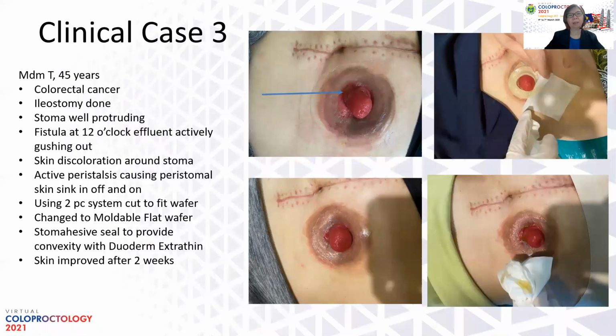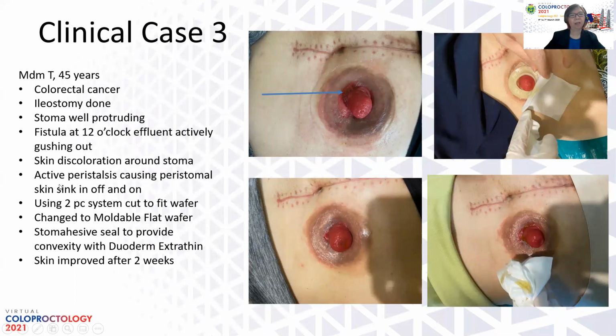Case number 3 is Madam T, 45 years. She also has colorectal cancer, ileostomy done. The stoma is very well protruding. Unfortunately, the surrounding skin is sunken in a bit. Another challenging area is that the patient has a fistula at the 12 o'clock site, where the output just shoots out from here. It's like a fountain, gushing out every now and then. The skin was badly excoriated and became discolored.